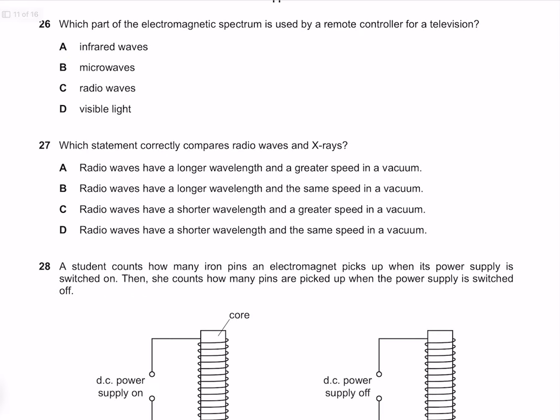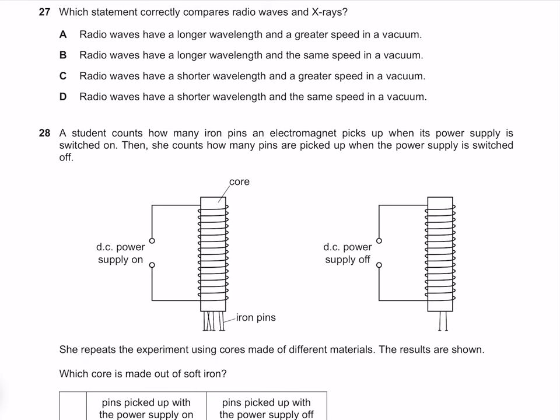Which part of the electromagnetic spectrum is used by a remote controller for a television? For this, we use infrared waves. Which statement correctly compares radio waves and X-rays? Radio waves do have a longer wavelength, and because they're both electromagnetic radiation, they both travel at the same speed, so our answer is B.